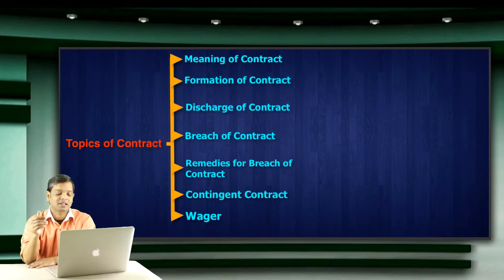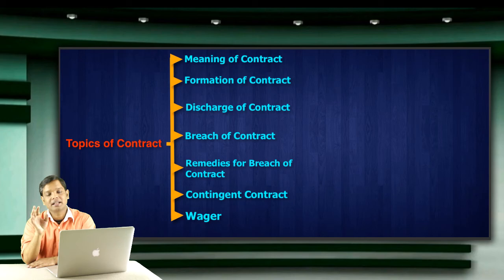Next one we have discussed is contingent contract. So what is the meaning of contingent contract? What are the principles of contingent contract? So we have discussed all these aspects under the heading of contingent contract. So if you remember, contingent contract is something that depends upon a future event. Okay. So if something will happen, then this contract will be valid. If the event won't take place, then this contract will spontaneously become invalid.